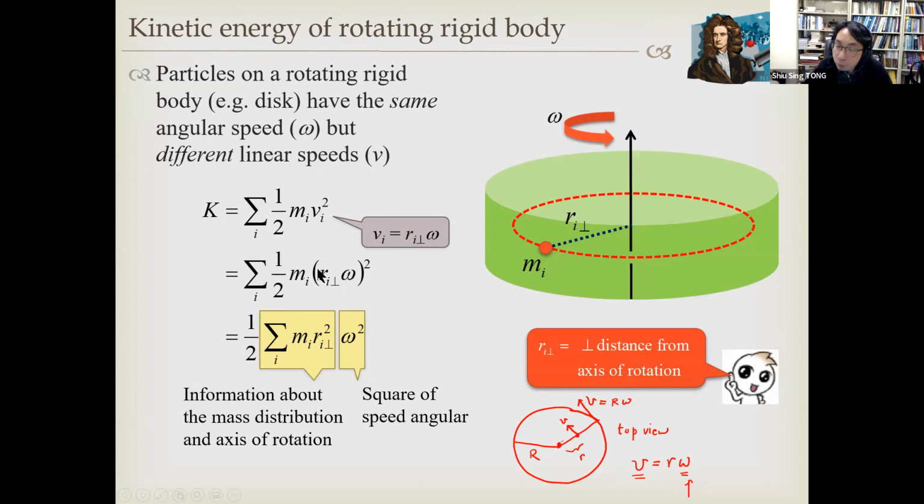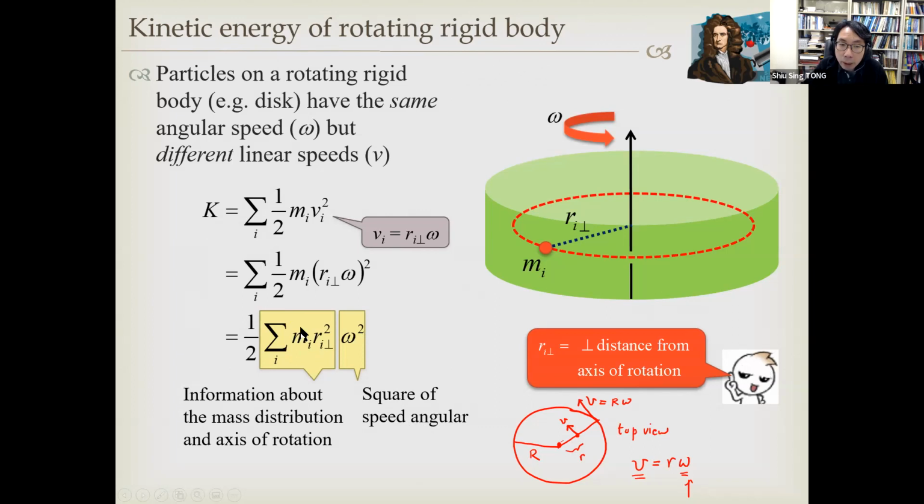And that means in this formula, I can take the omega out. And the summation only acts on what? The summation is taken over the m and also the ri perpendicular squared. So I now separate the kinetic energy into the product of two factors. The first factor is omega squared, the square of the angular speed. Sorry, this is a typo. The square of the angular speed.